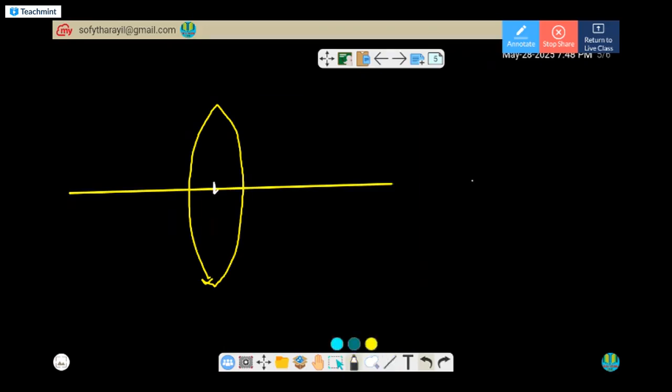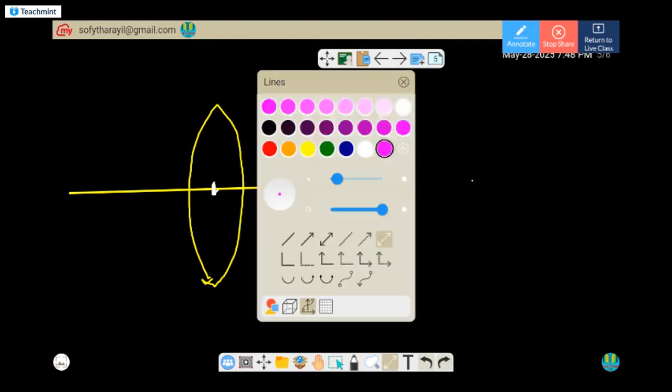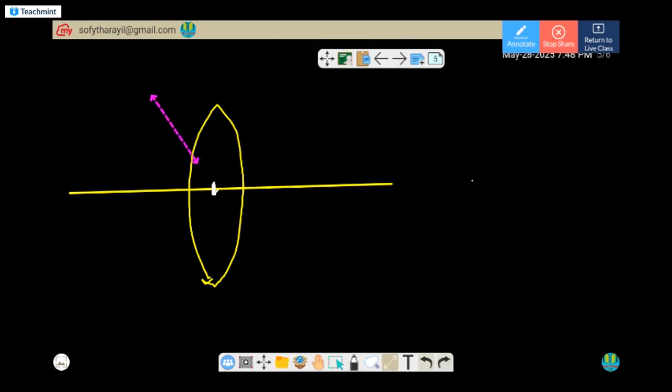If I ever ask you, does the optical center lie on the principal axis? Yes, it lies on the principal axis. We have done the refraction concept. Technically, if a ray is hitting in such a way that it points towards the optical center, there is always some refraction that it will go through. So we will try to show it.